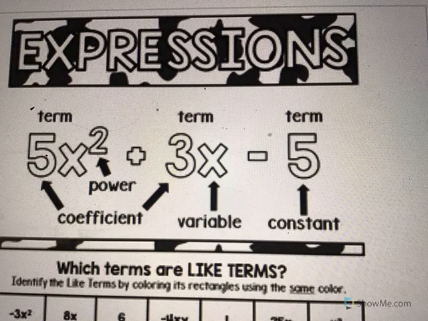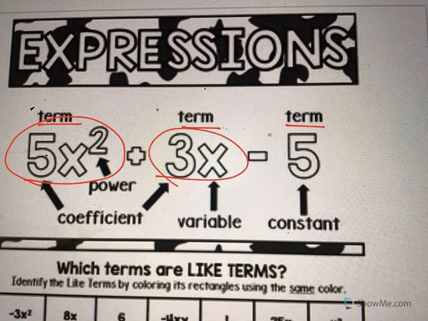All right, in today's lesson, we're going to be talking about expressions and combining like terms. All right, so you hear the word term. As you can see in our diagram here, these are terms: 5x squared, or 5x to the power 2, 3x, or negative 5.